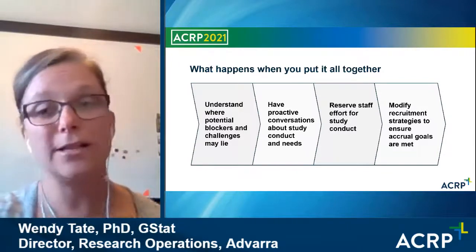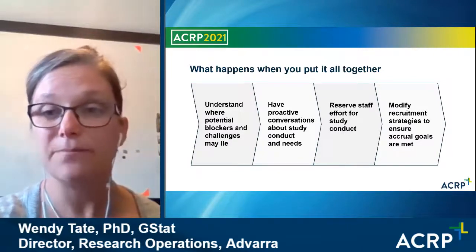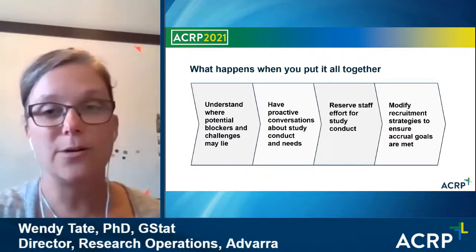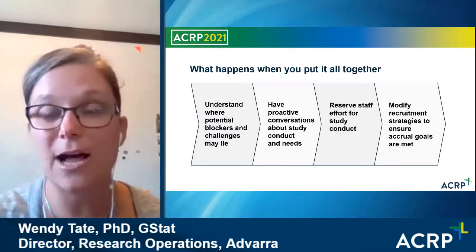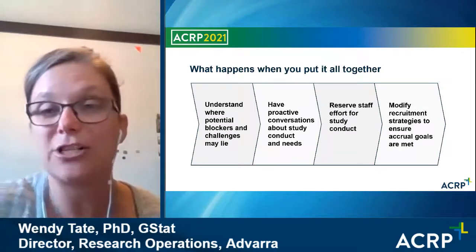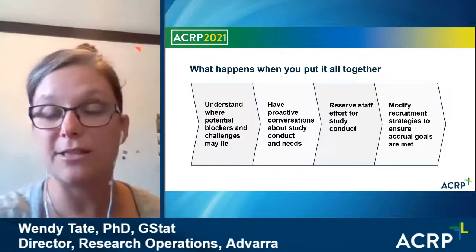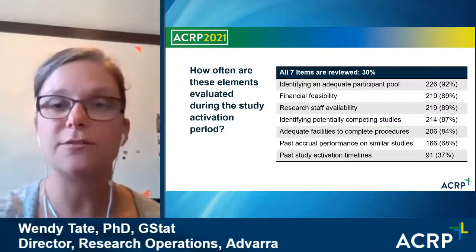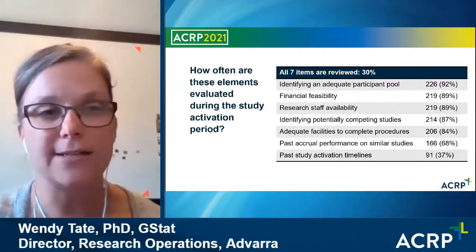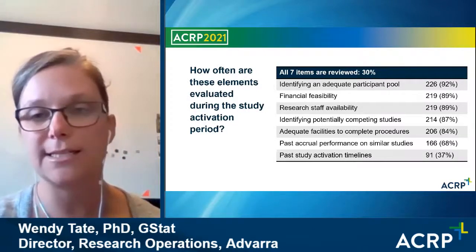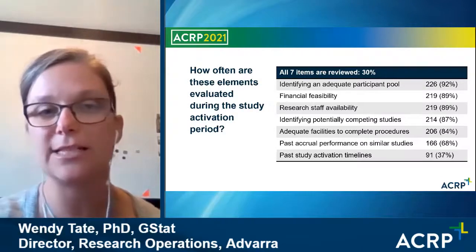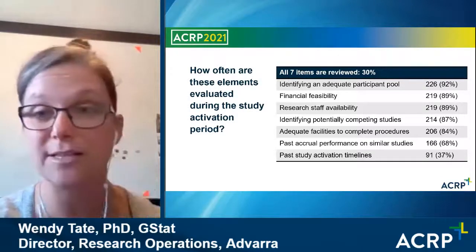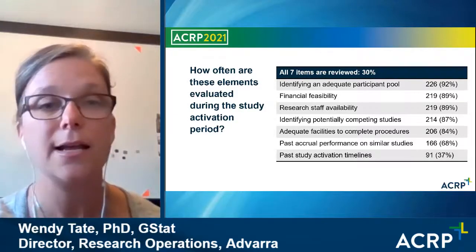And so one of the things we wanted to talk to sites about was, okay, these are all the different aspects. We asked about each of them. As you can see, we had varying success factors on what percentage of sites were actually invoking them within their study activation process. So how often are these actually used? When we looked at each of these different elements, we found varying success. And as I mentioned, 92% of people were identifying an adequate participant pool. That's great. We still have room to go. There's still 8% out there that need to be doing that.